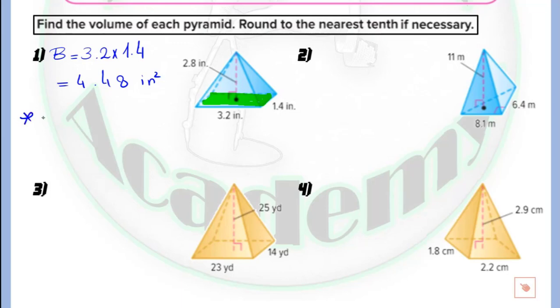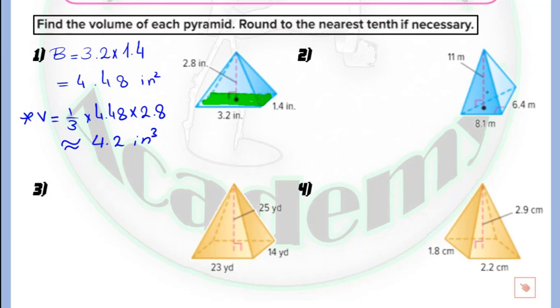Now we need to find the volume. The volume equals 1 over 3 multiplied by the area of the base, which is 4.48, times the length of the height, which equals 2.8. By multiplying, you will find that the answer is approximately 4.2 cubic unit. As we said before, any area must be in squared units, but any volume must be in cubic units.